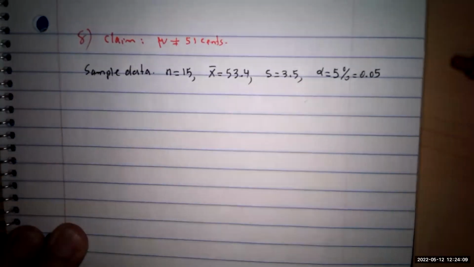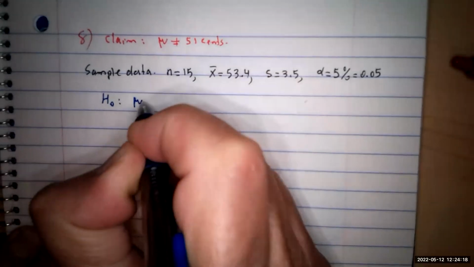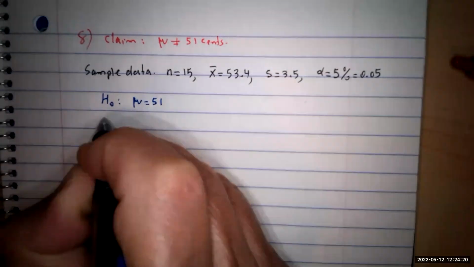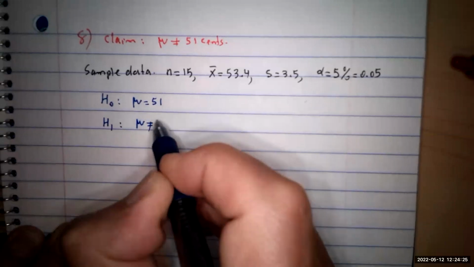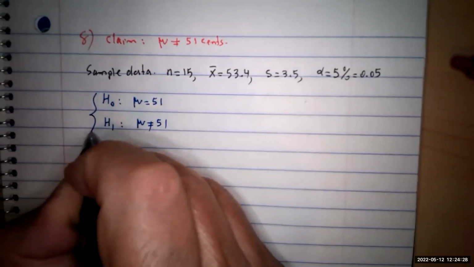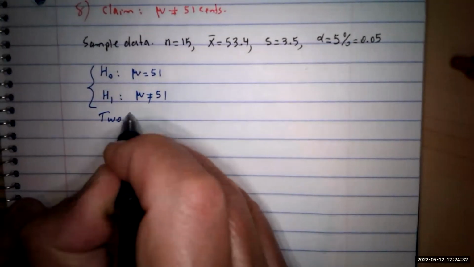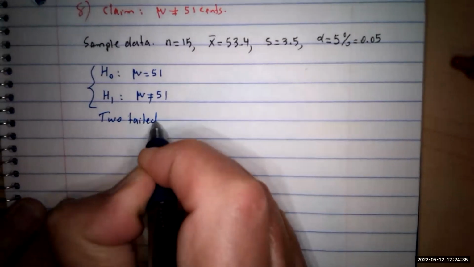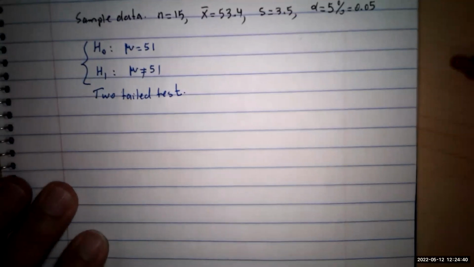It's a good example because I want to show you the two-tail area. So we go with the H naught. H naught is the fact that mu is equal to 51 cents. H1 is otherwise, not equal to 51 cents. As you can see, we have a two-tailed test. So we need the test statistic.